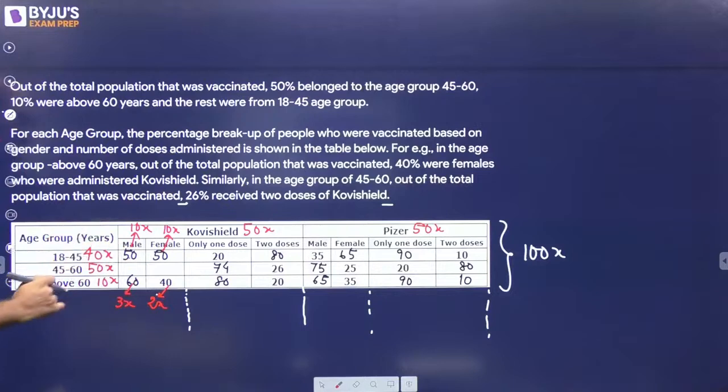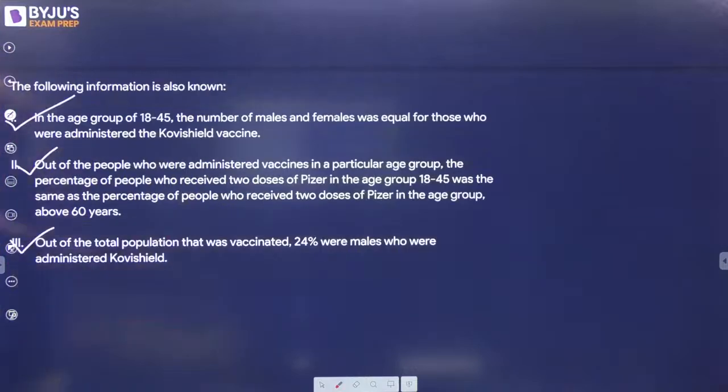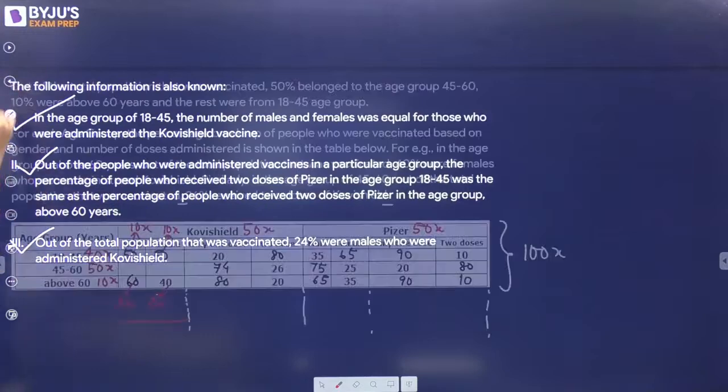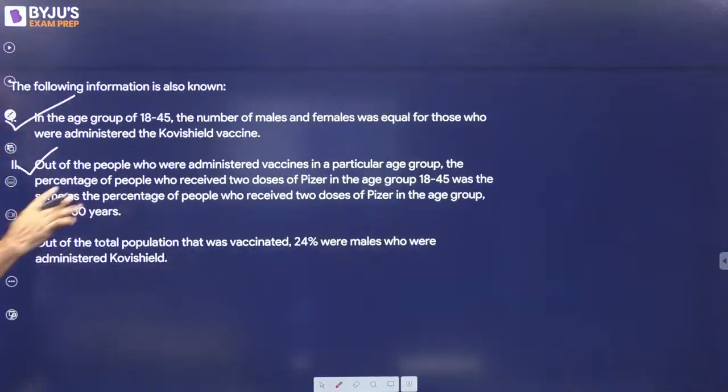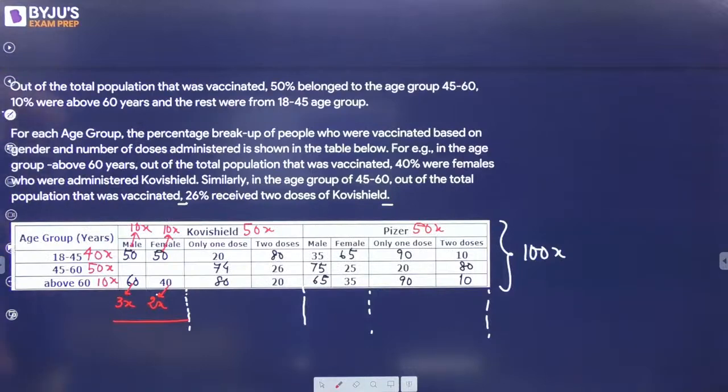Half of 50x is 25x. It is given that, I think this statement was given, in the age group of 18, out of the total population who were administered Covishield, what population was administered Covishield? 50x. It says that 24% were males who were administered Covishield. So 24% were male.